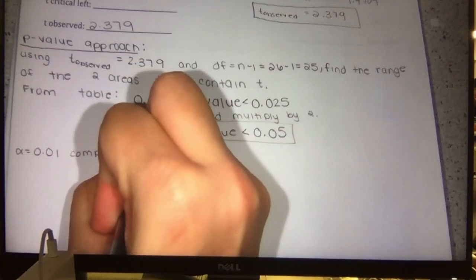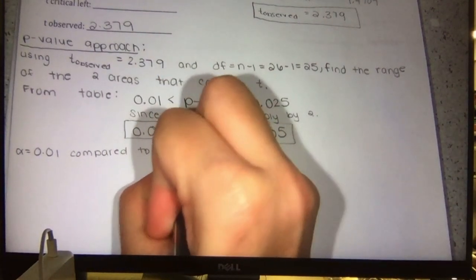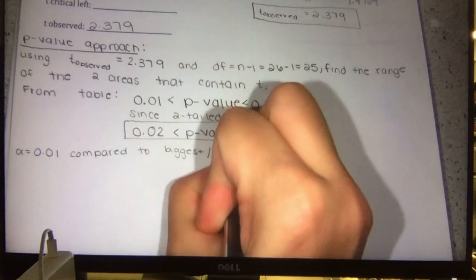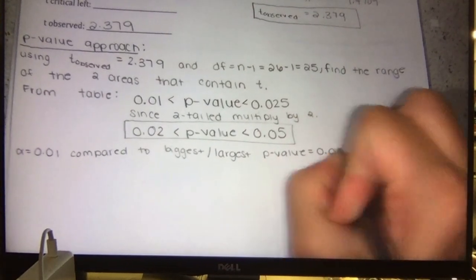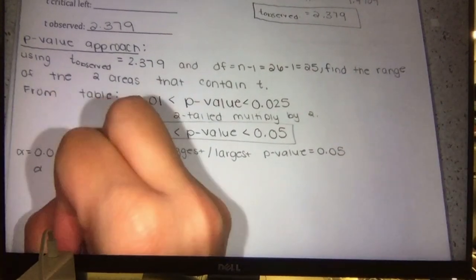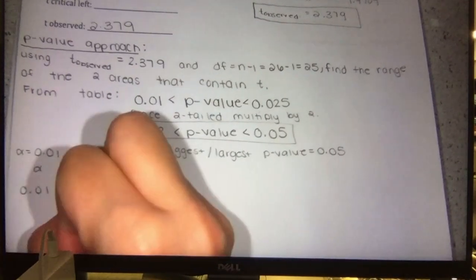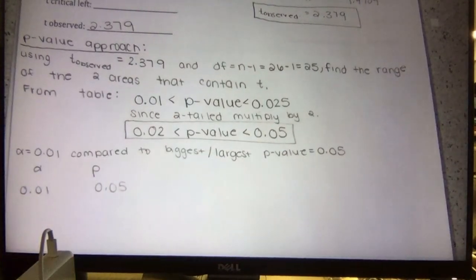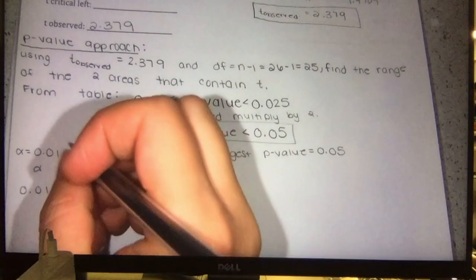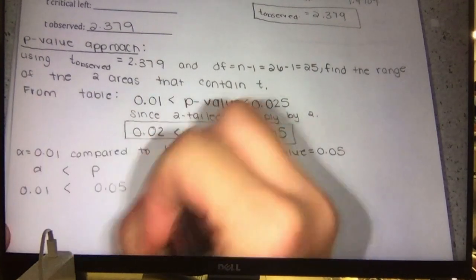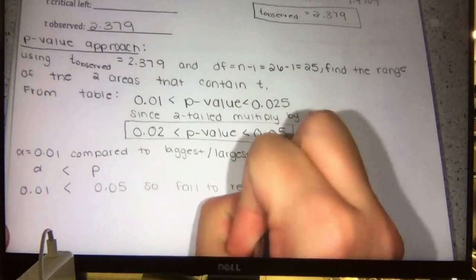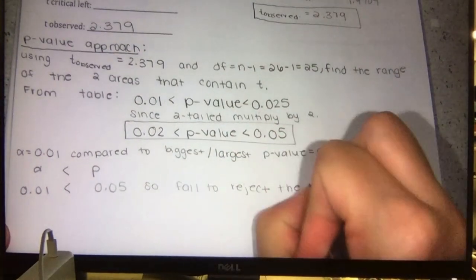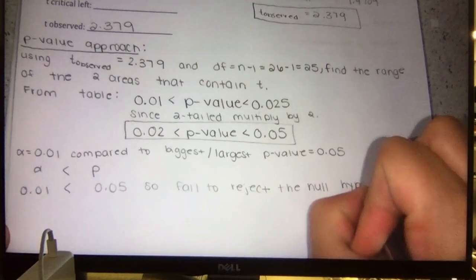Compared to our largest p-value, which is 0.05. So alpha 0.01, p 0.05. That means our p is bigger, so we are going to fail to reject the null hypothesis.